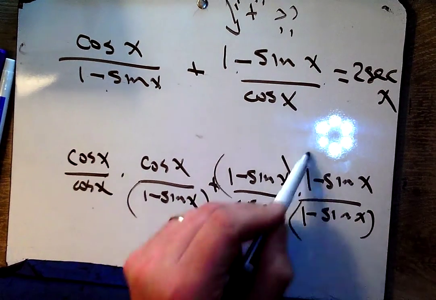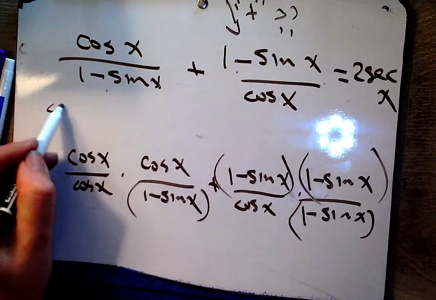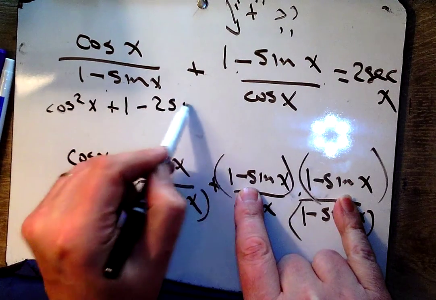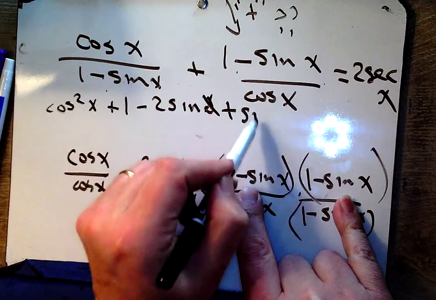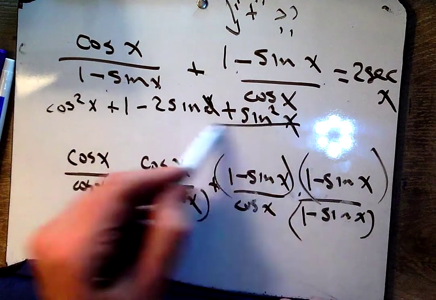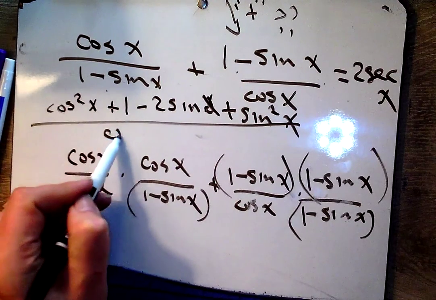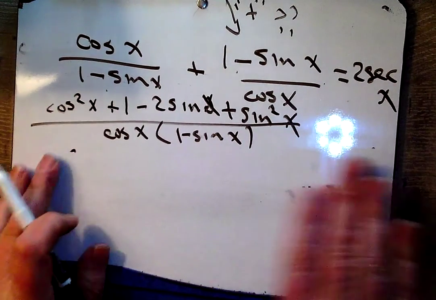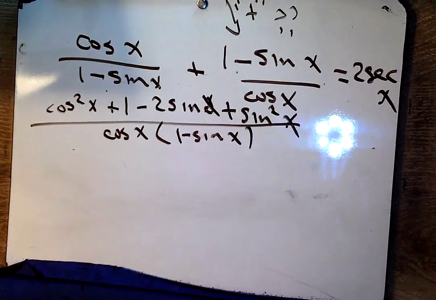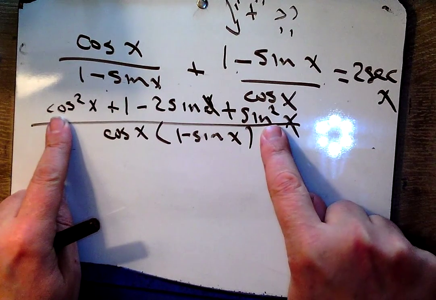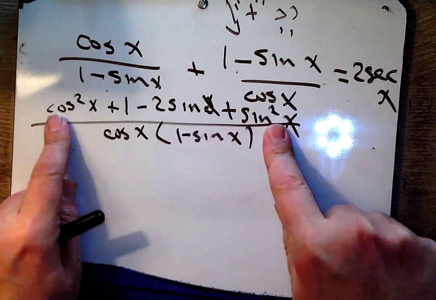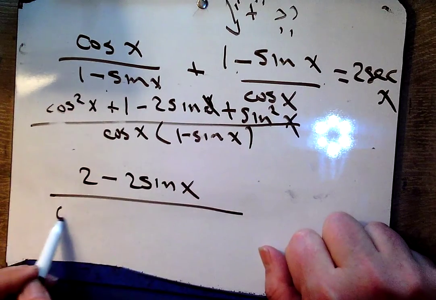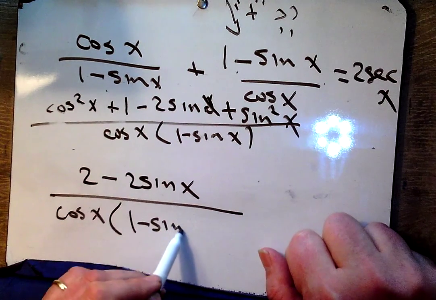Okay, looks like I'm going to have cosine squared. Here I've got some foiling to do. I have 1 minus 2 sine x plus sine squared x. And all of that is over this common denominator we made, cosine x, 1 minus sine x. Okay, resist the temptation to distribute here, is what I've been saying for the last few videos. Ooh, cosine squared plus sine squared is 1. 1 plus 1 is 2 minus 2 sine x over cosine x, 1 minus sine x.